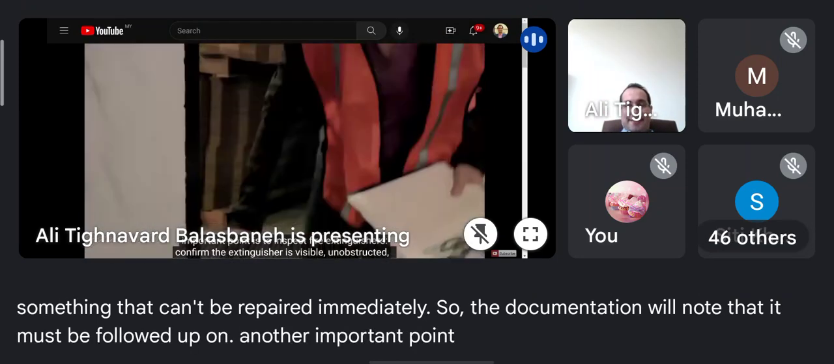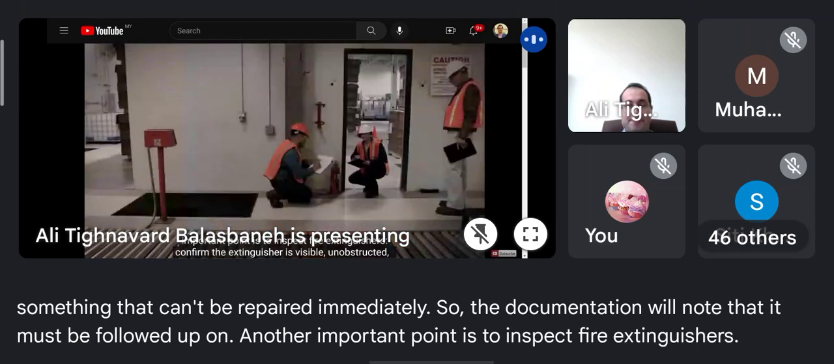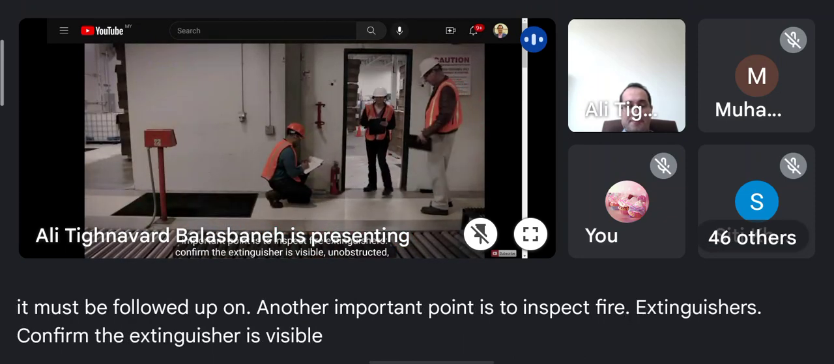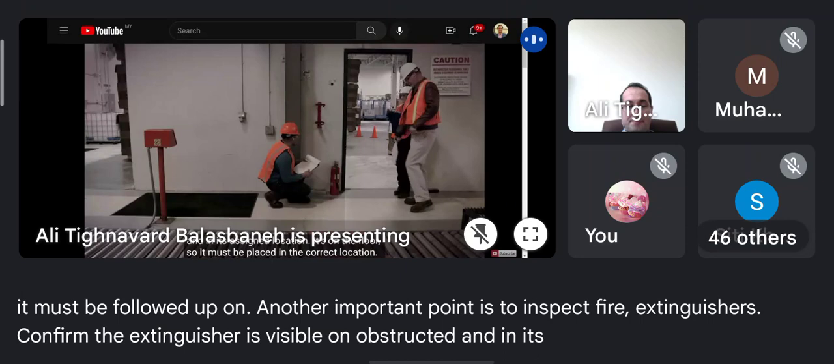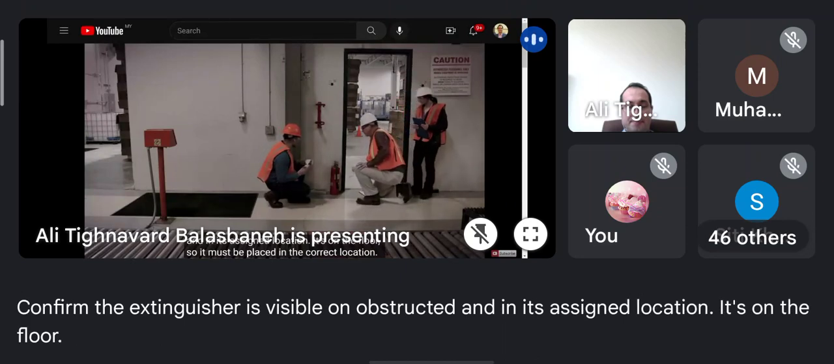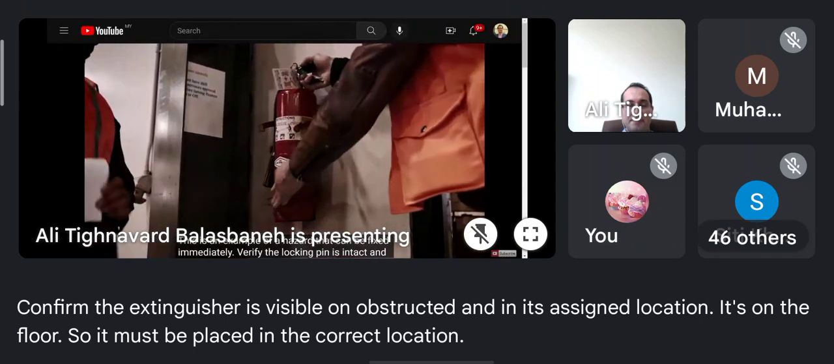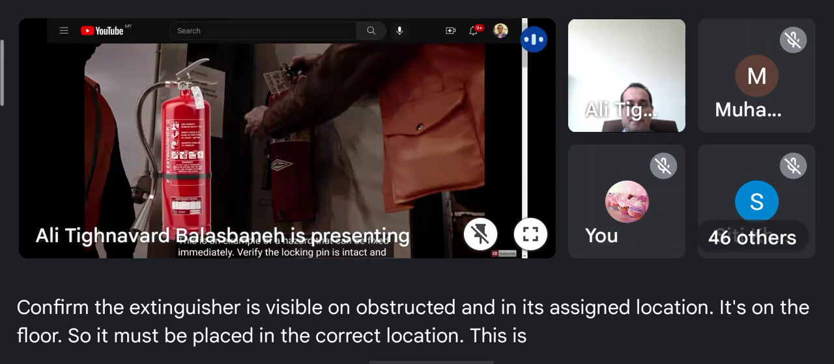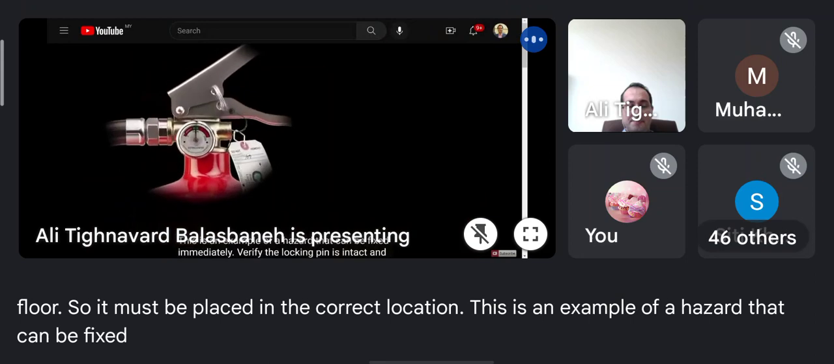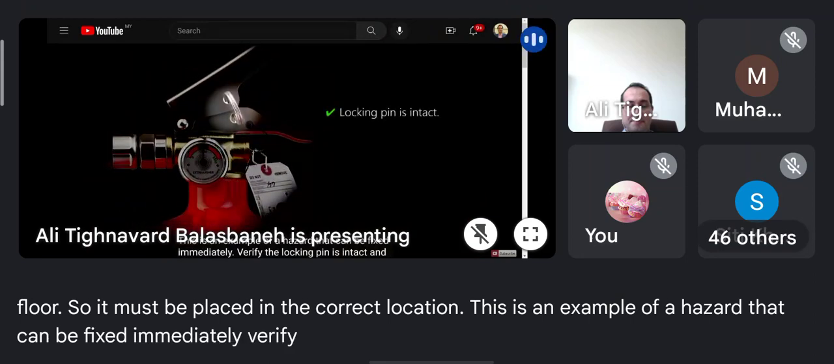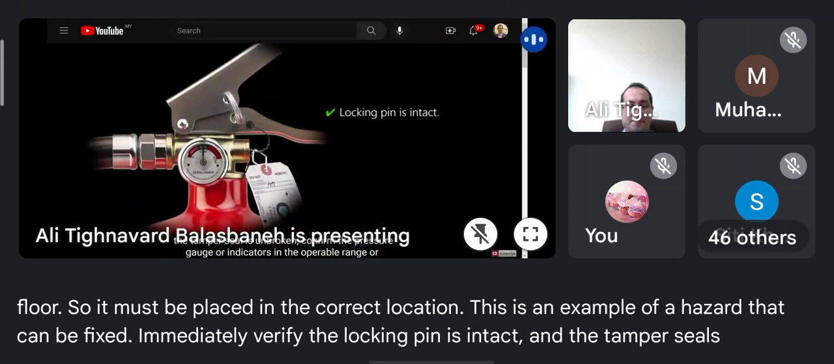Another important point is to inspect fire extinguishers. Confirm the extinguisher is visible, unobstructed, and in its assigned location. It's on the floor, so it must be placed in the correct location. This is an example of a hazard that can be fixed immediately. Verify the locking pin is intact and the tamper seal is unbroken.